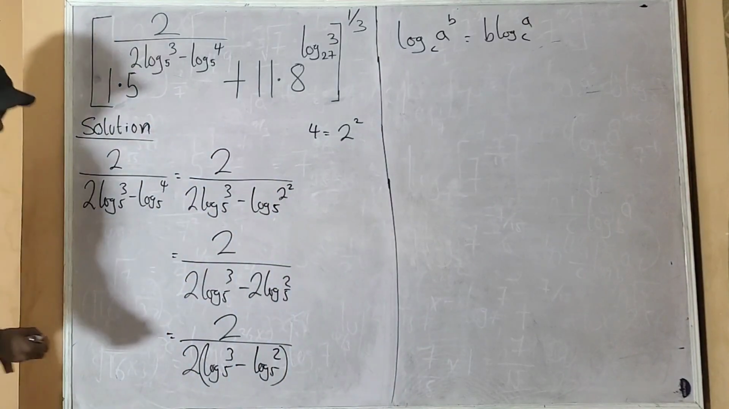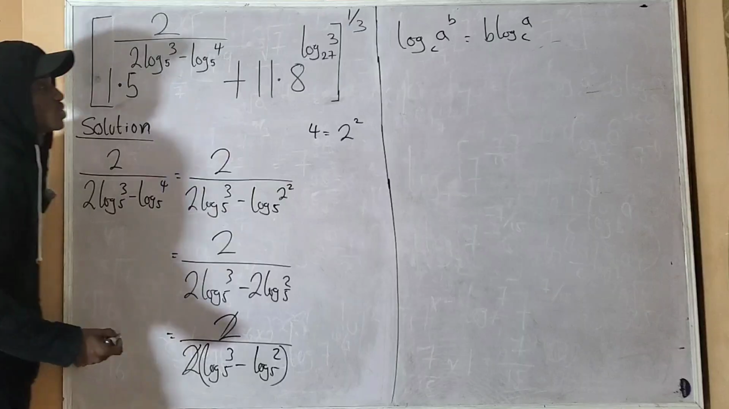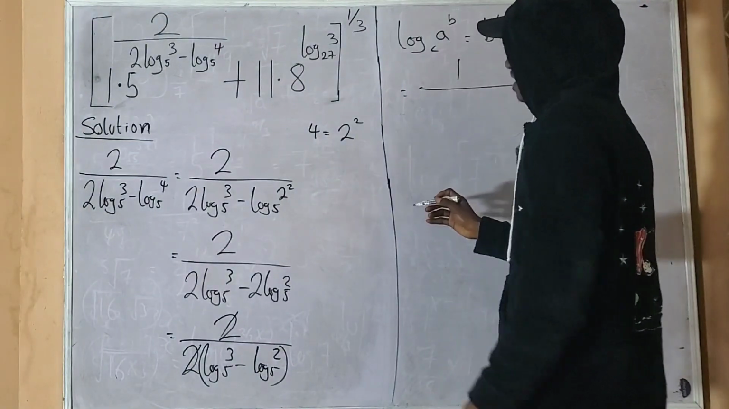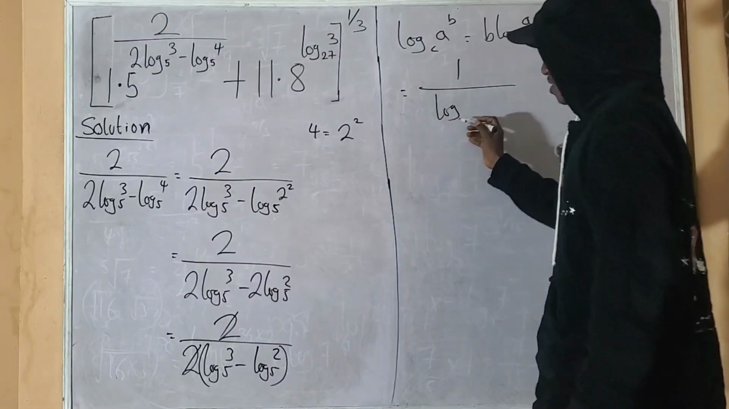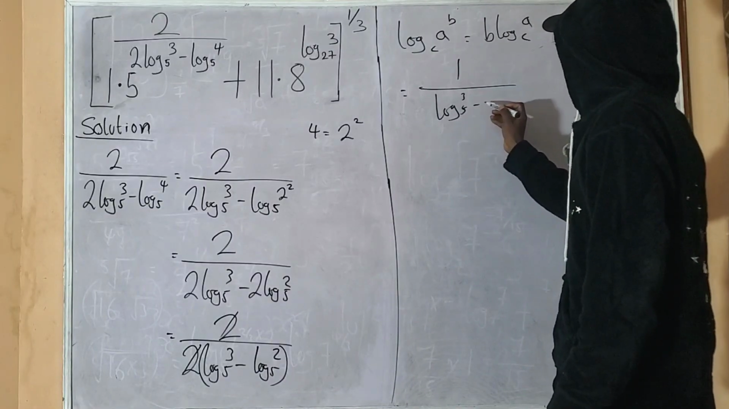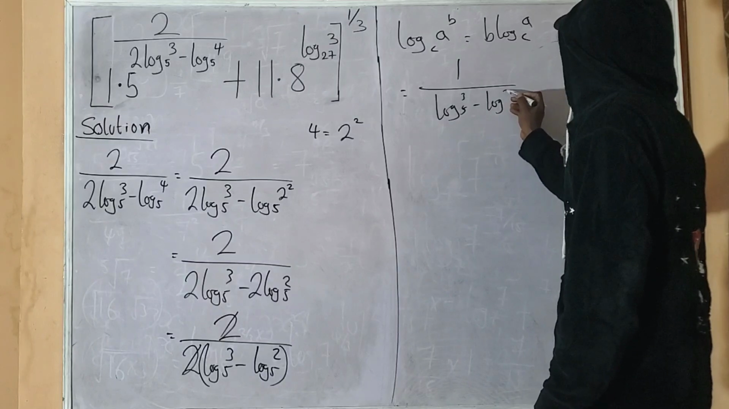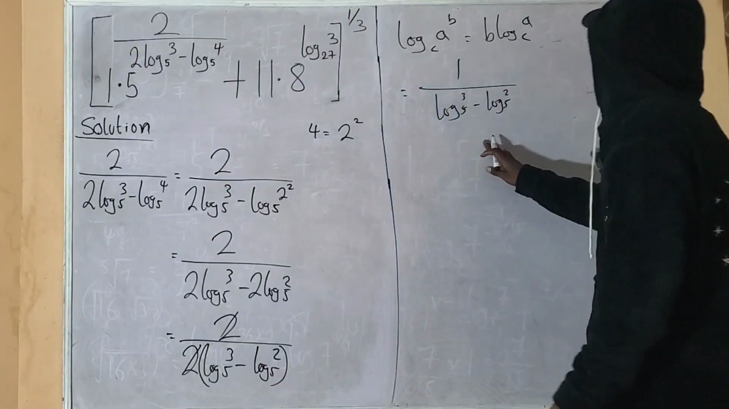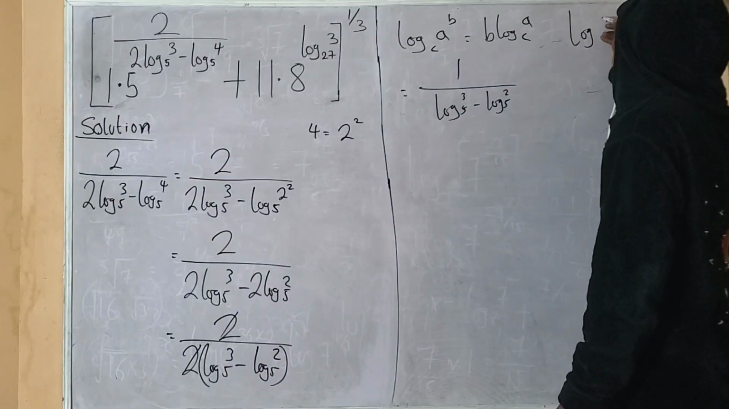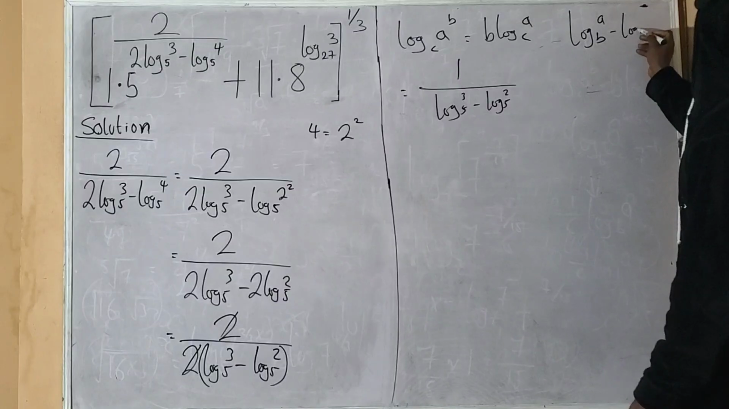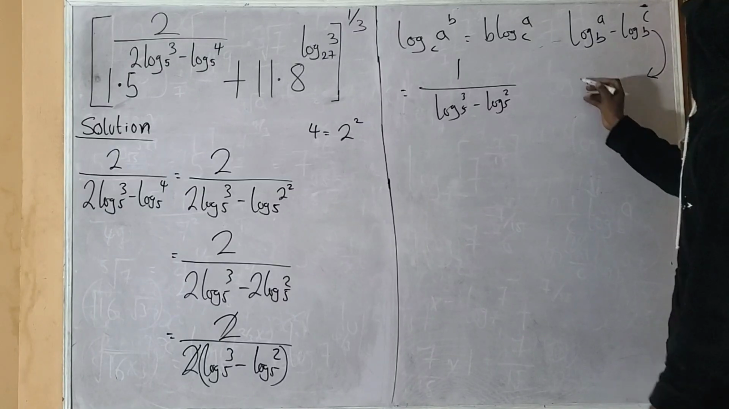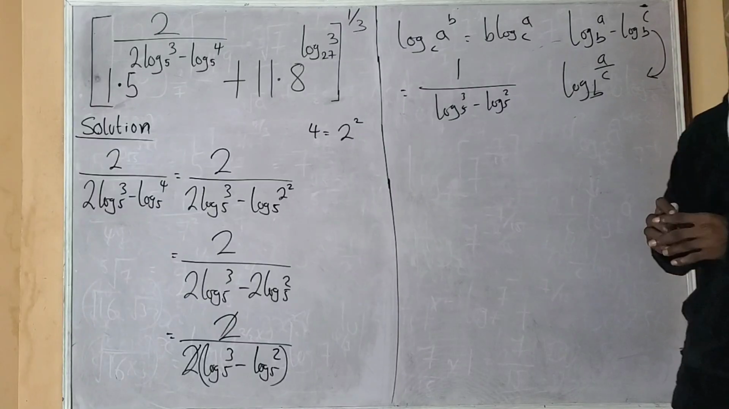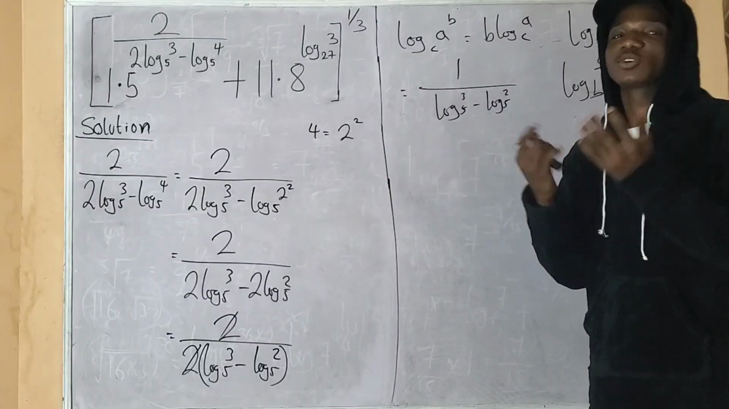Are you following? So these two, we eliminate, and we are left with 1 divided by log_5 3 minus log_5 2. Now, if you have log_b a minus log_b c, this can be written as log_b of a over c. That is, the difference of logs is the log of the quotient.